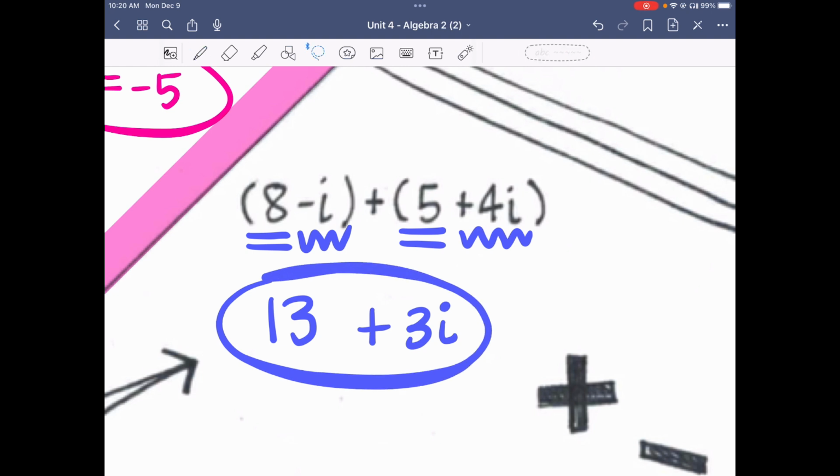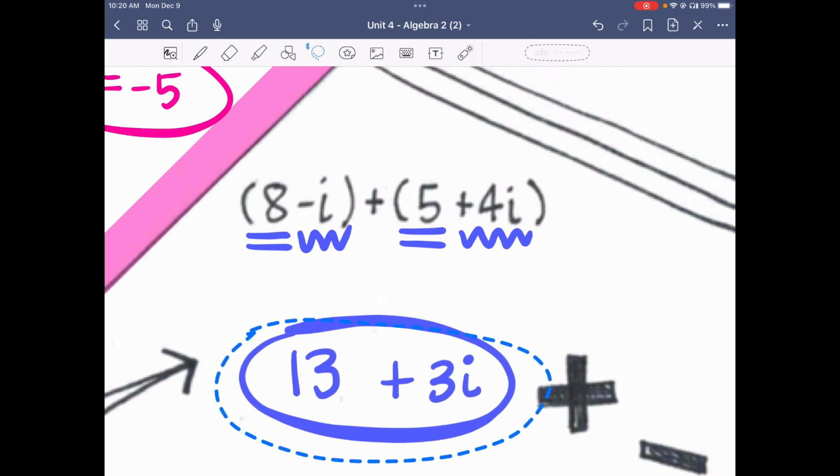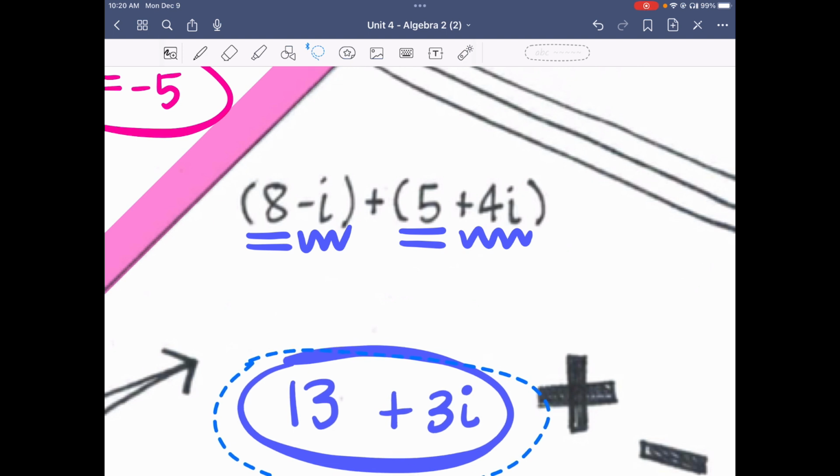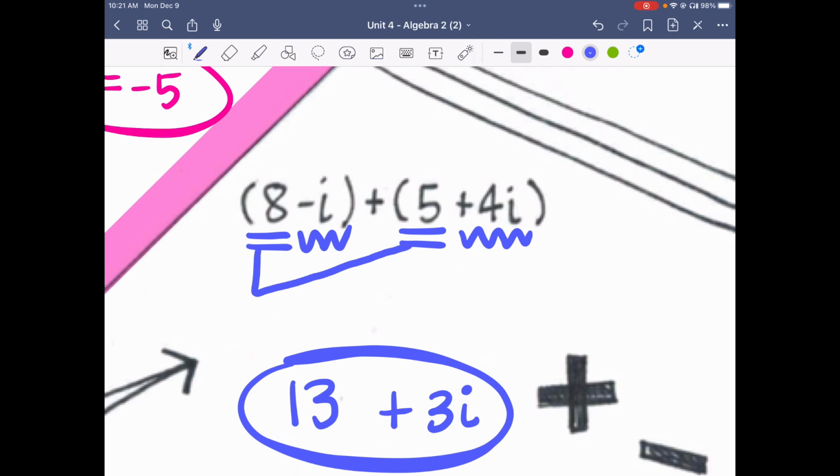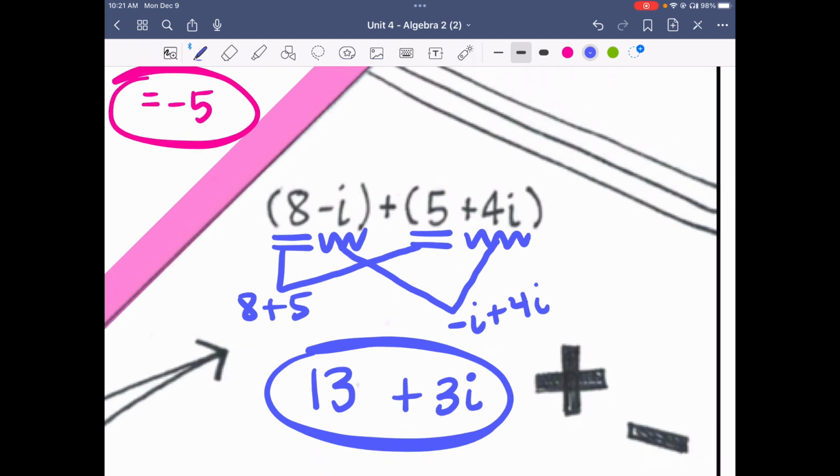If I wanted to show a little bit more work, you don't have to write this part, but for the sake of the notes, I'm going to show a little bit more here. So what I did is I took the 8 and the 5, and so we did 8 plus 5. And then we took the negative i and 4i, and we did negative i plus 4i. So that's kind of how we ended up with the answers that we did.